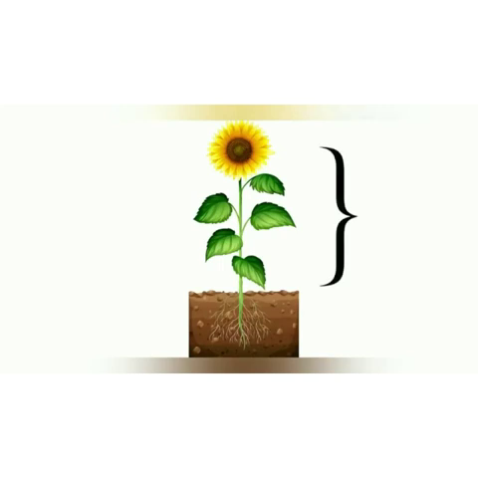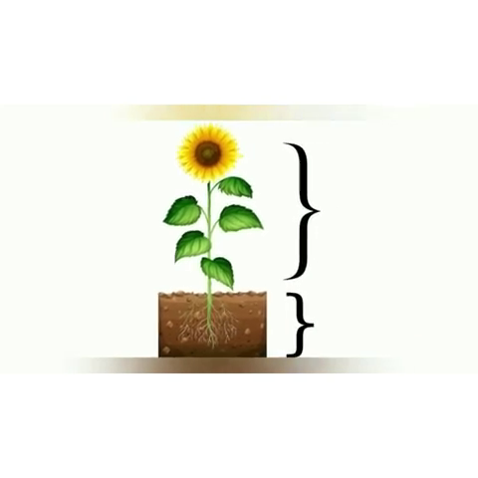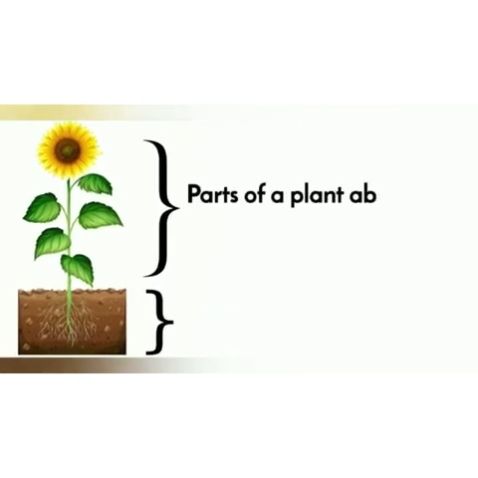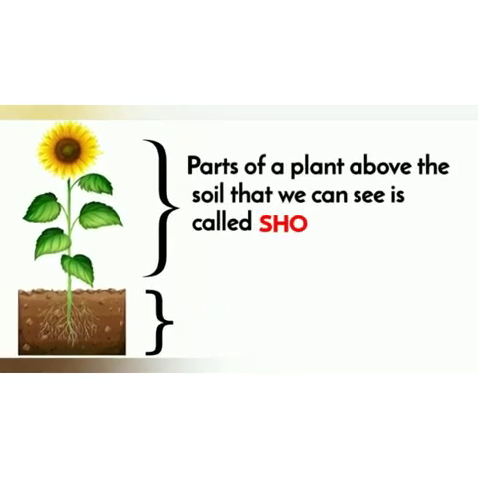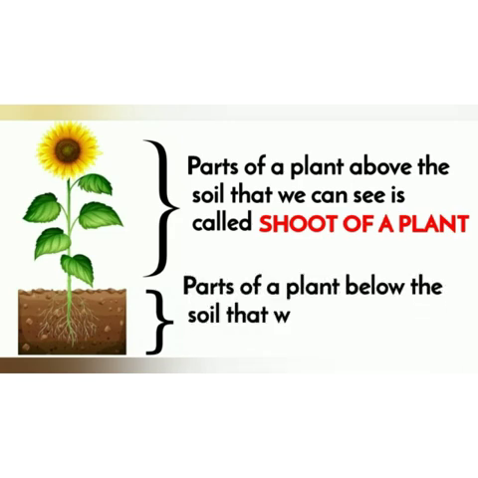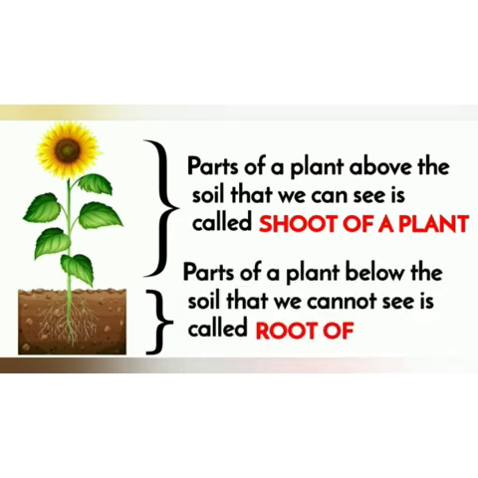Some parts of the plant are above the ground while some are below the ground. The parts of the plant above the soil that we can see are called the shoot of a plant. The part of a plant below the soil that we cannot see is called the root of a plant.